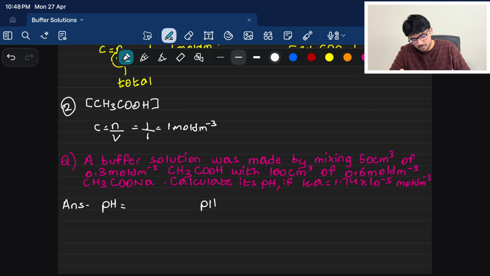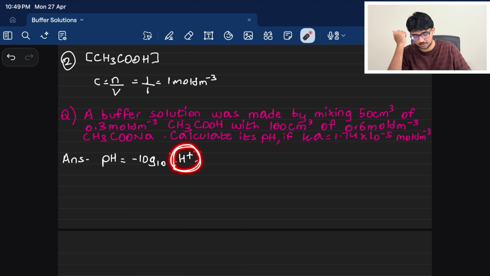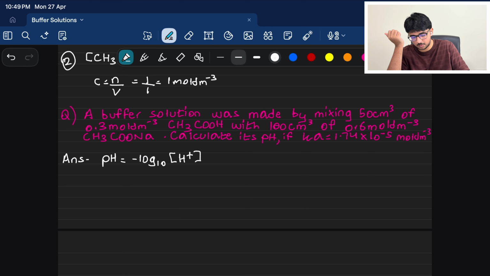For example, pH plus pOH equals 14. Absolutely useless. Not in your syllabus. No need to use it. There's only one formula, which is pH is equal to minus log base 10 concentration of H plus ions. So again, same goal, you need the concentration of H plus ions. It's the exact same question as before. You have the Ka as well.